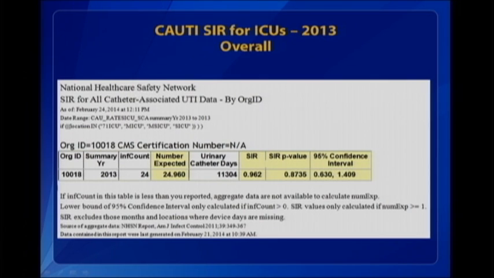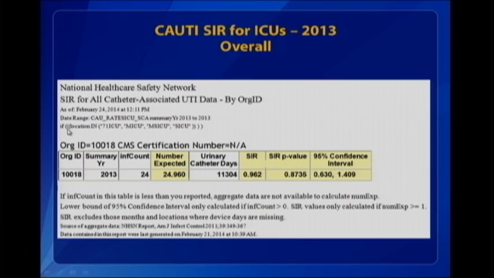So this is our output from NHSN. When you run an SIR, it will include multiple tables. What we try to do is provide one overall table and then break it down gradually. So the table after this would say, here are your SIRs for all of your critical care units versus all of your specialty care or oncology units. Then we would break it down by each CDC location type. So you'd have an SIR for all of your medical ICUs combined, let's say, if you had more than one. And then we break it down further to say, here's your SIR for each individual unit for which you've reported data.